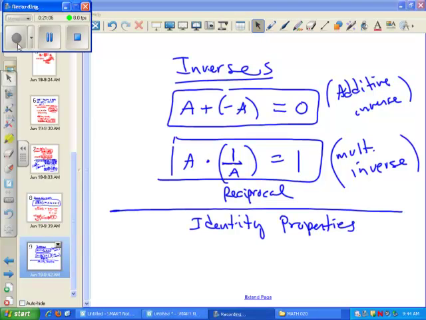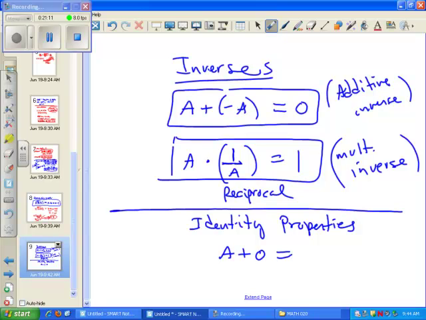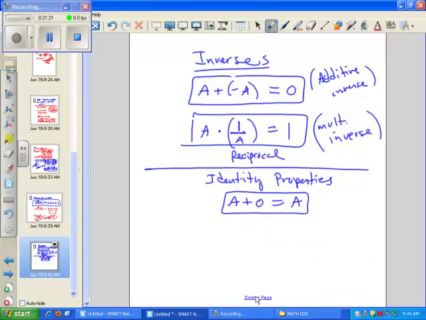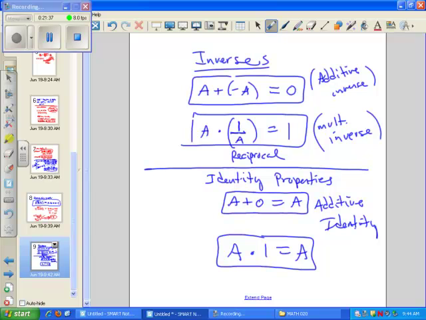Okay, how about this? Anything plus 0 equals itself. That's what's called the additive identity. A lot of people say, man, there are so many words. I know, there's a lot of words, but it's things that we've known for a long time. And anything times 1 equals itself, exactly. We've known that for a long time. And that's the multiplicative identity. So that's your multiplicative identity property. Okay, so you've got your properties.